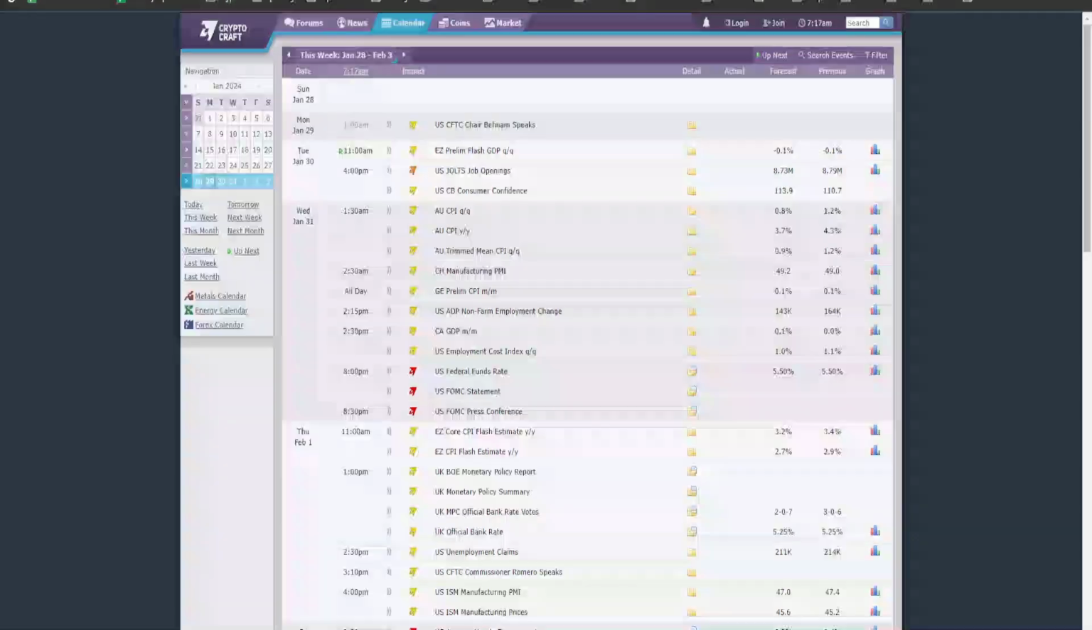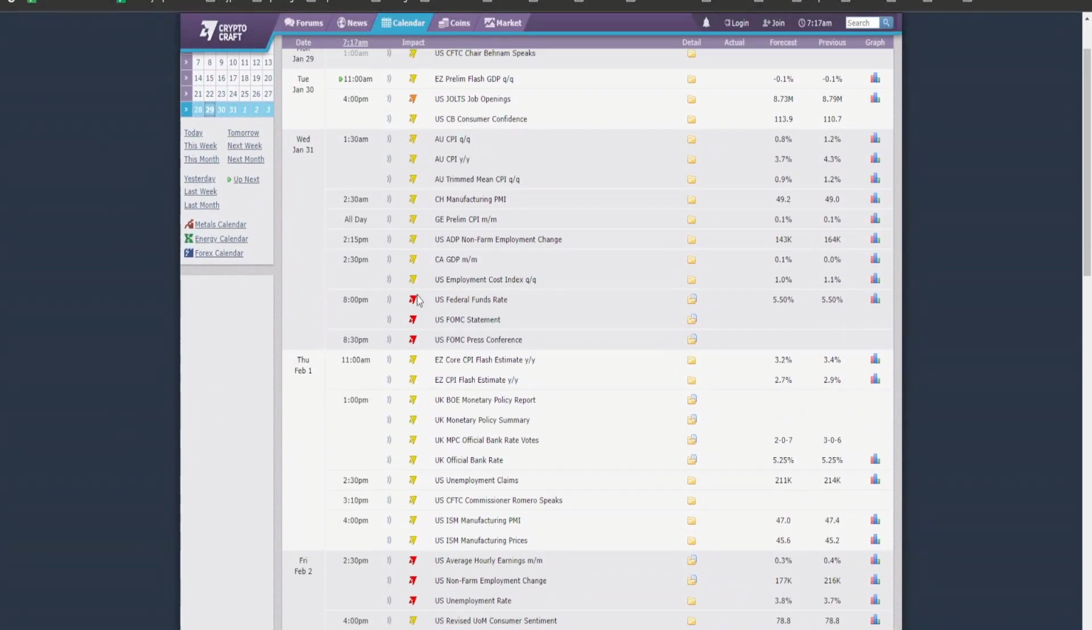Now we do have some news this week as well. Over here you can see the red flags for Wednesday, January 31st at 8 p.m.